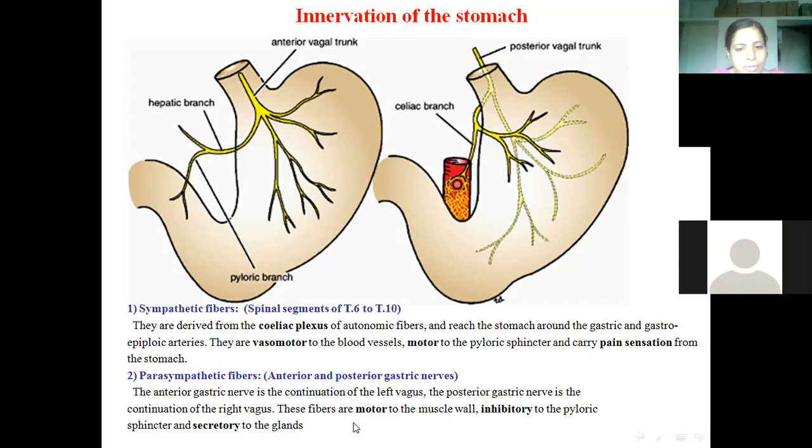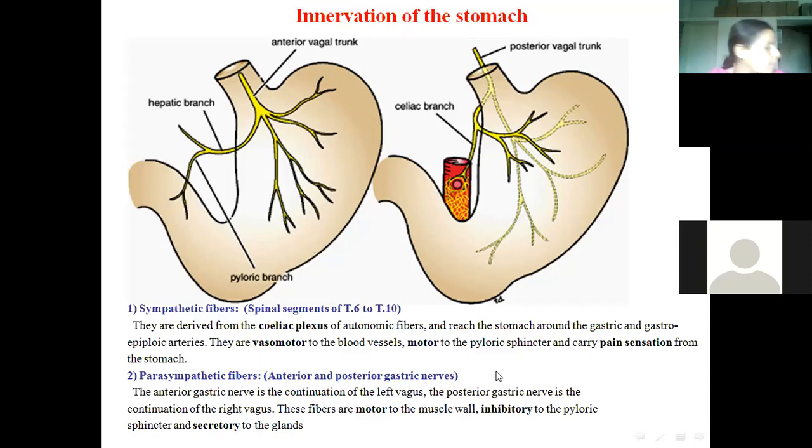They are motor to the muscle wall, inhibitory to the pyloric sphincter, and secretory to the glands. Suppose gastric secretions are more, what do we do? We see it is supplying the glands, no? So generally we cut the part of the vagal trunk so that excessive HCl is not released in the stomach.